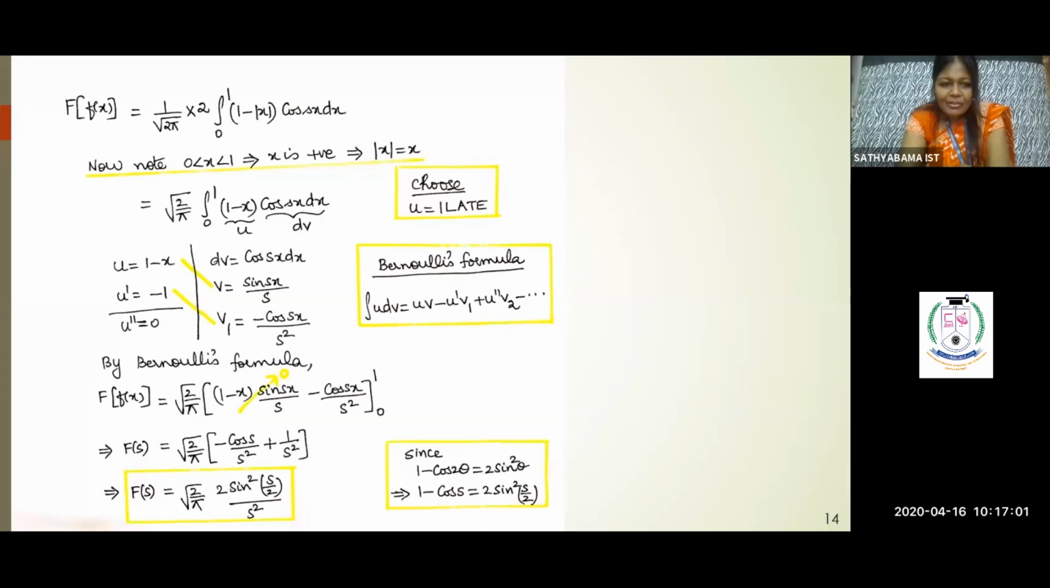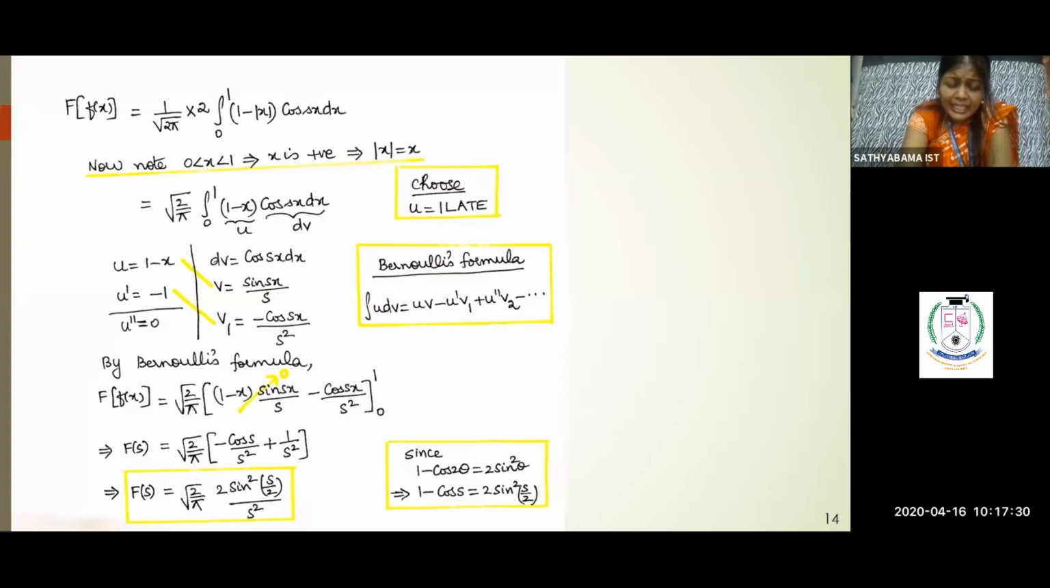Now, all you have to do is use the formula. So what is Fourier transform of f of x? It is root of 2 by pi into u into v. See, I marked crosswise u into v minus u dash into v1. So that's how I get that step. Now, the first term, you have to simply substitute the limits. I'm sure you can manage this. The first term becomes zero for both the upper and the lower limit. That's why I've cancelled it. 1 minus 1 is 0, sine 0 is 0, so that term vanishes completely. I've substituted 1 and 0 for the remaining two terms.